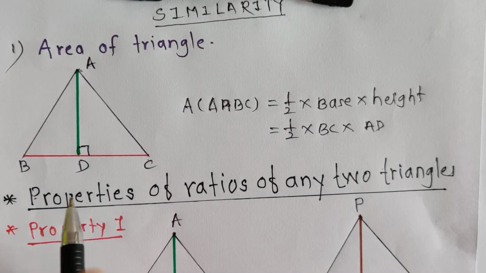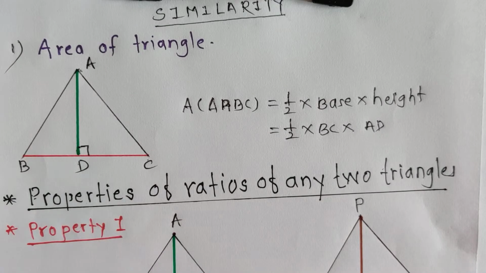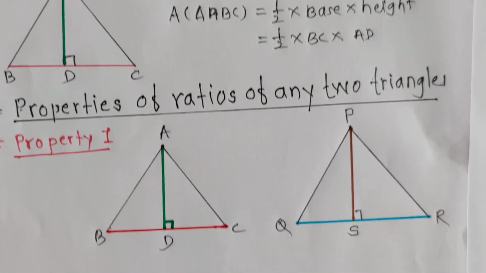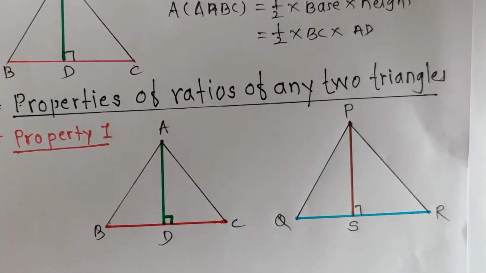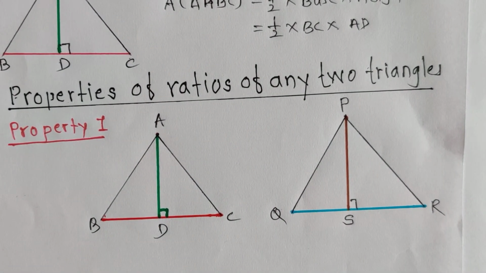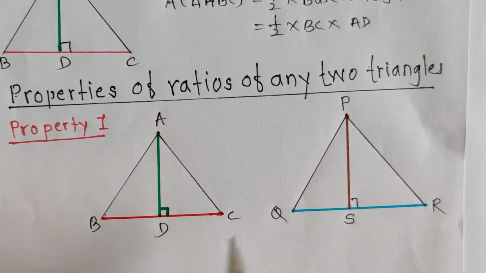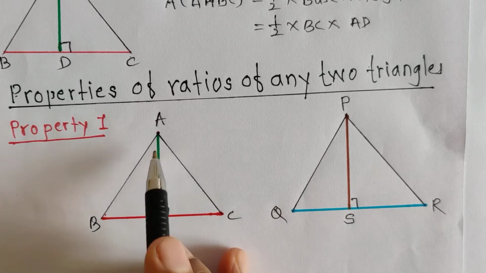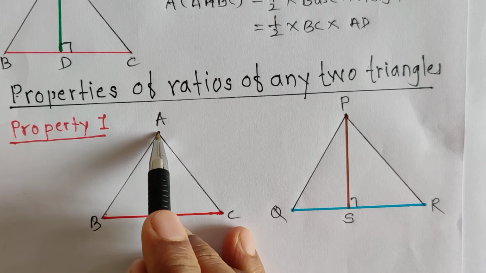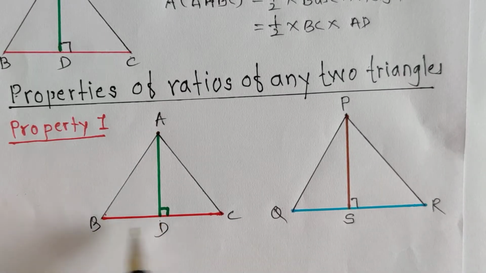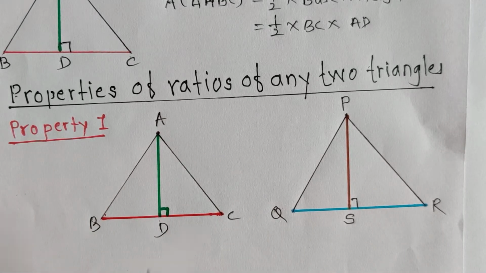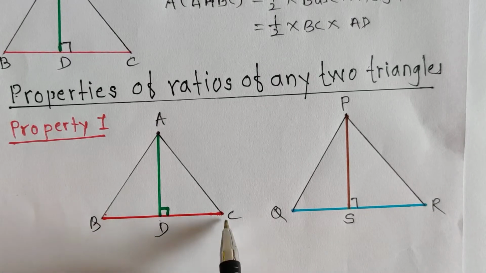Now let us see the ratio of areas of two triangles. There are three properties. The first property is, if we consider two triangles, here two triangles are drawn already. One is triangle ABC, in which BC is the base and AD is the height. So what is meant by height? Height of the triangle means if we draw a perpendicular from any vertex of a triangle to its opposite side, that is called the height for this base BC. That is also known as altitude. So here AD is the height, BC is the base.